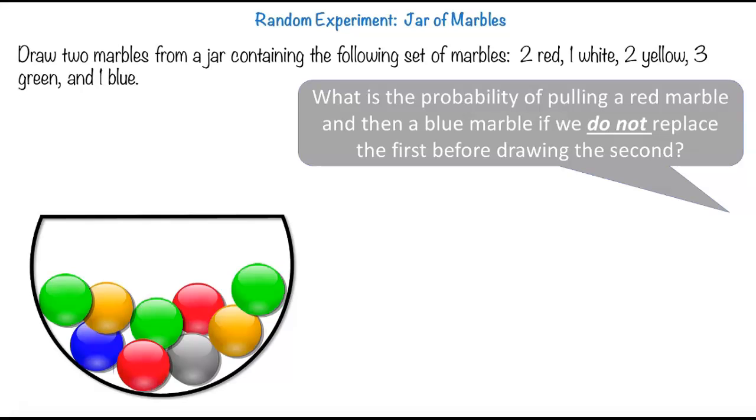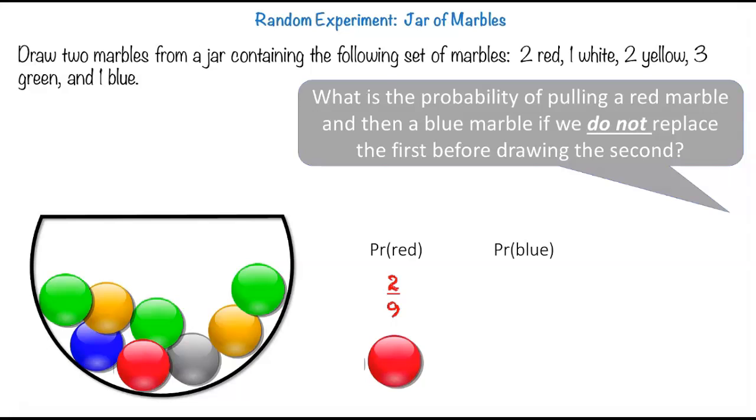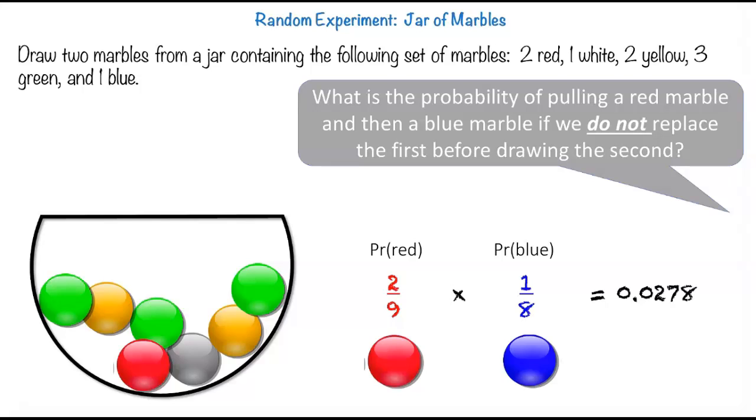So first, we have the probability of drawing 1 red marble out of this bowl. The probability of pulling a red marble is 2 out of 9 because there's 2 red marbles and 9 marbles total. Once that red marble is gone, the probability of pulling a blue marble is equal to 1 out of 8 because there's only 8 marbles left. So using the multiplication rule, the probability of pulling a red marble and then a blue marble without replacing the first is equal to 0.0278.